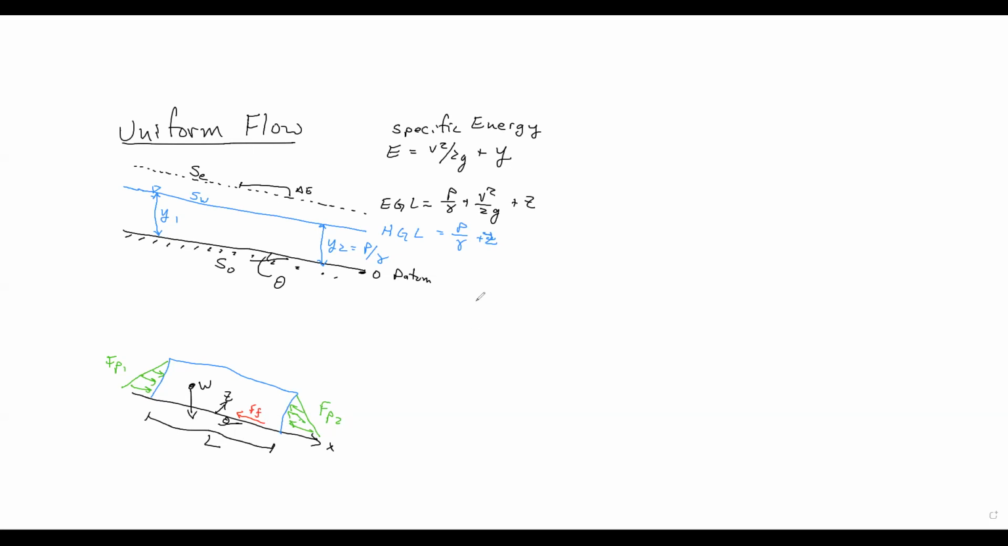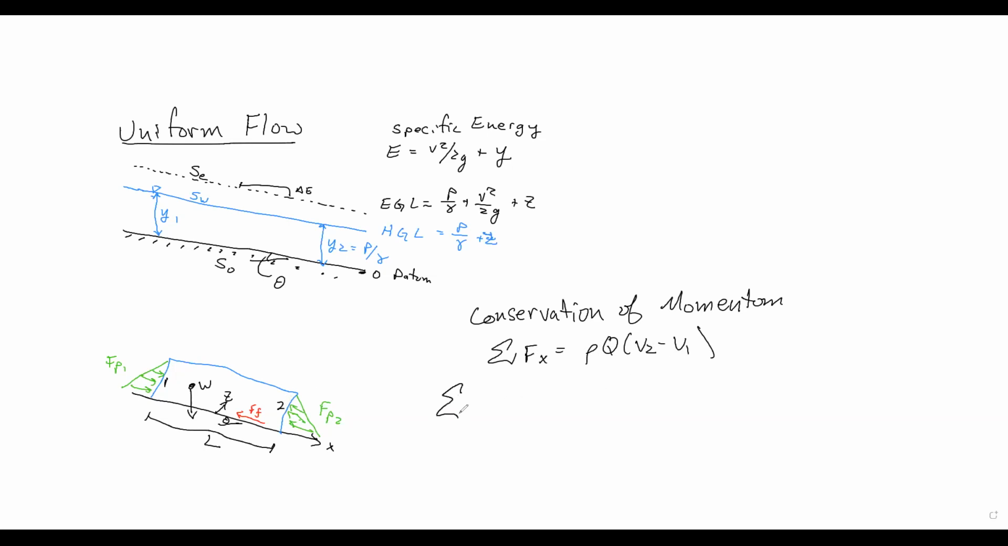So we can use our conservation of momentum to evaluate this. And what is the conservation of momentum? Sum of forces, and we'll evaluate this in the x direction, is equal to rho Q (V2 minus V1). So the sum of forces is equal to the flux of momentum through the two control surfaces. So if this is 1 and this is 2, we're thinking about that.